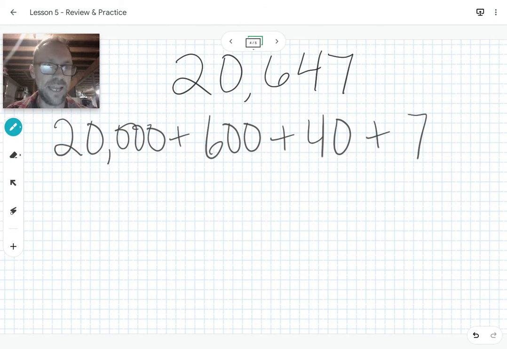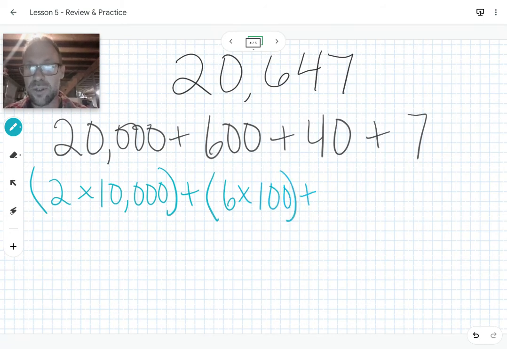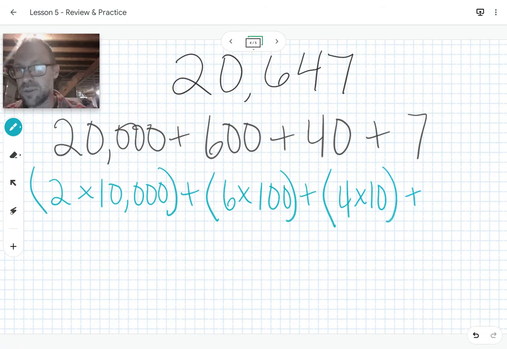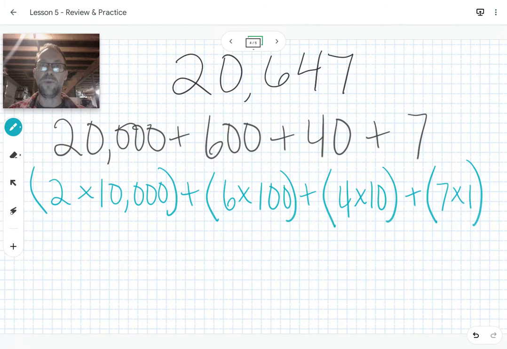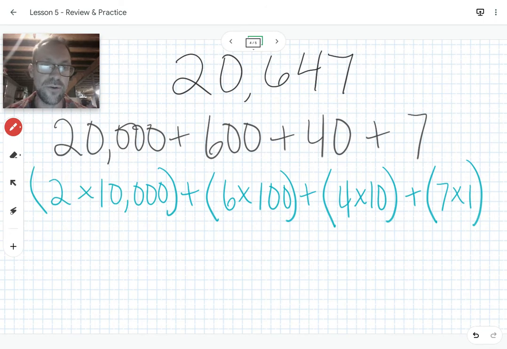Let's use our powers of 10. 20,000, that's two groups of 10,000. So 2 times 10,000 plus 600 is 6 groups of 100, plus 40, that's 4 groups of 10, plus 7, that's 7 groups of 1. Okay, we've used powers of 10 to write this number in expanded form. Let's go ahead now and turn those powers of 10 into their exponential form.